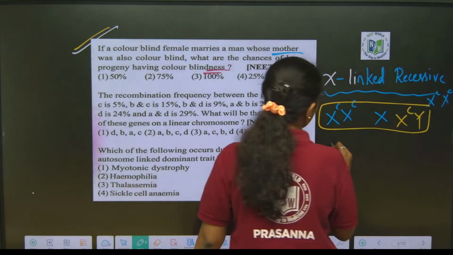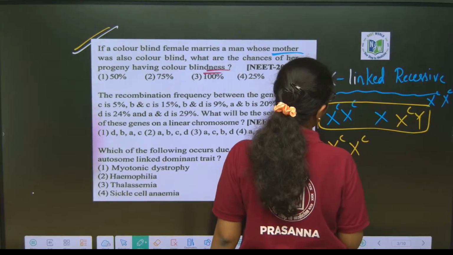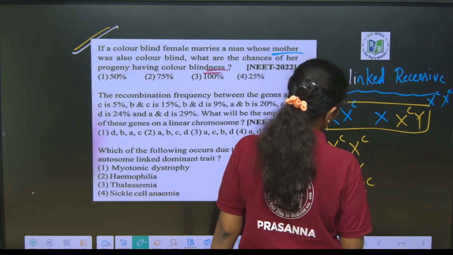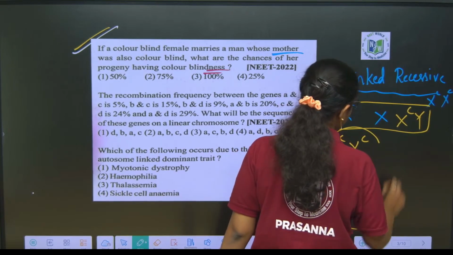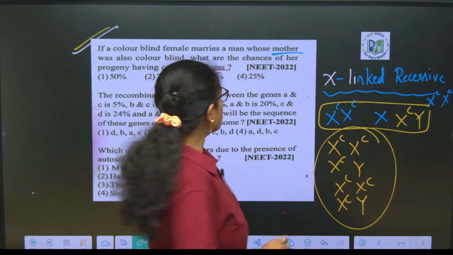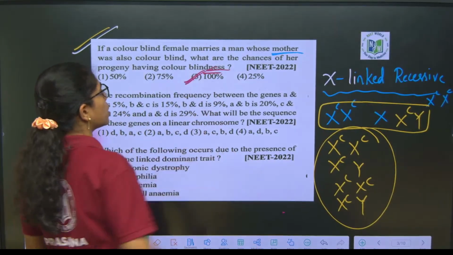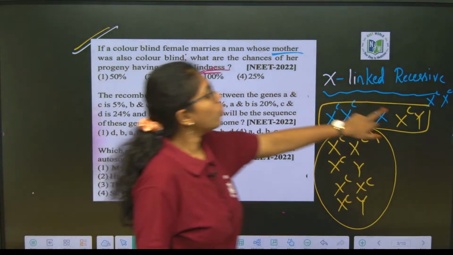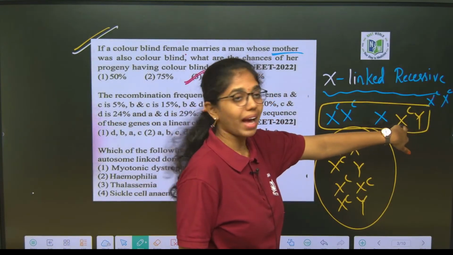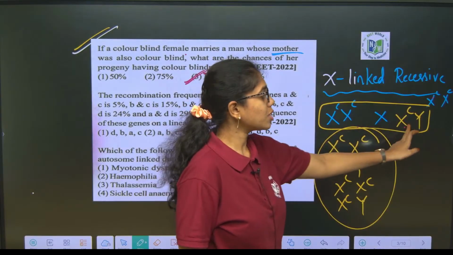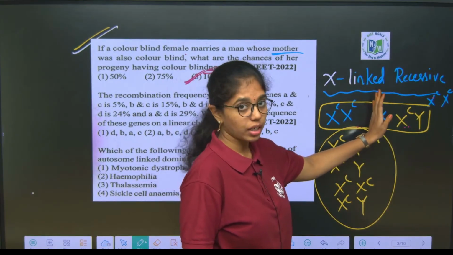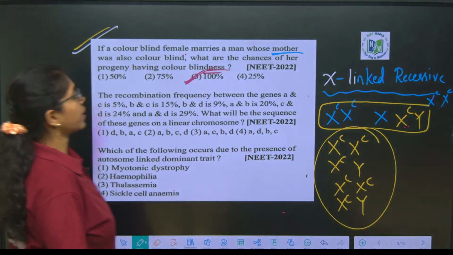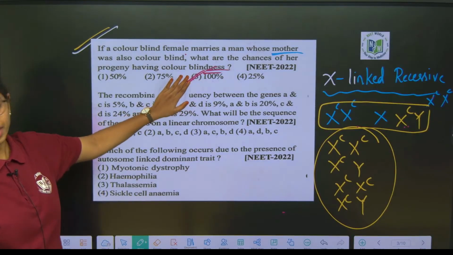But once you cross and see what combinations you are going to get, all the offsprings here are affected. So, 100% disease condition is observed. If the colorblind female marries a man whose mother is colorblind, then definitely the man is also affected. The cross between these two parents, all the offsprings are affected, colorblind. So, here the right answer will be 100.